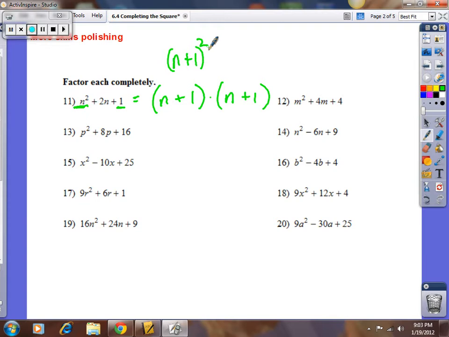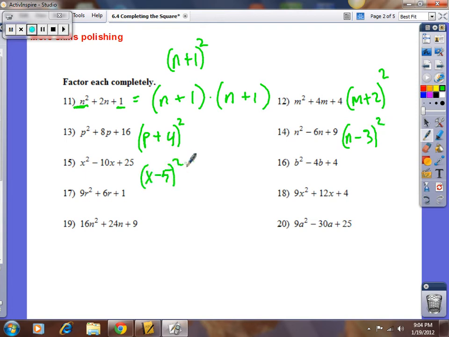Problem 12, you should have n plus 2, the quantity squared. 13 is p plus 4, quantity squared. 14 is n minus 3, quantity squared. 15 is x minus 5, quantity squared. 16 is b minus 2, quantity squared. Okay, 17, 18, 19, 20.